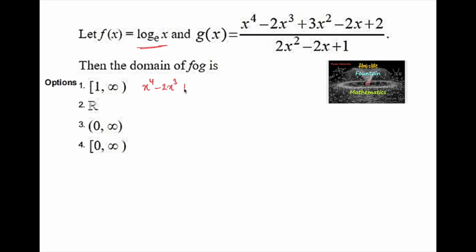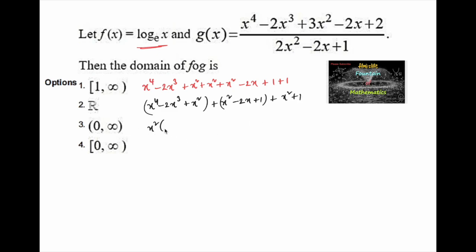and here 3x square I can split up into 3 terms, x square plus x square plus x square, and minus 2x, and again 2 I can split up as 1 plus 1, so that I can regroup the terms: x power 4 minus 2x power 3 plus x square, and again x square minus 2x plus 1, and the remaining terms are x square plus 1.